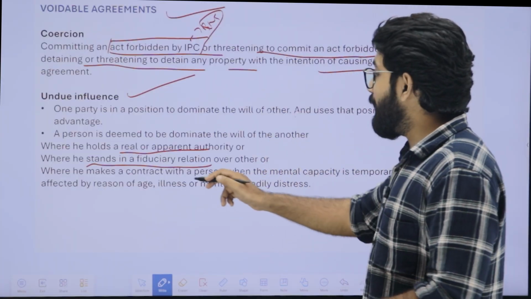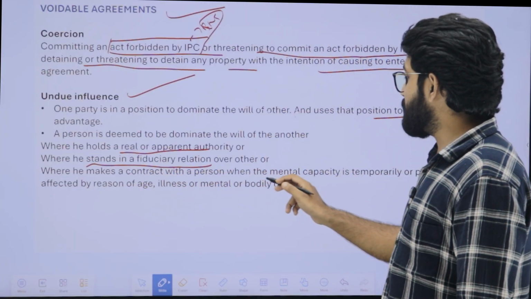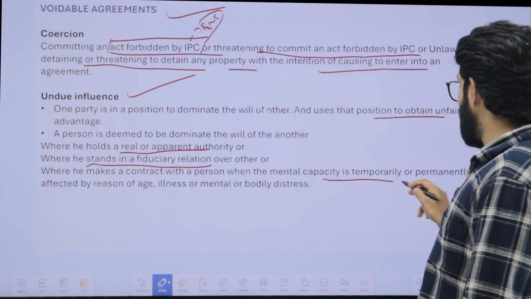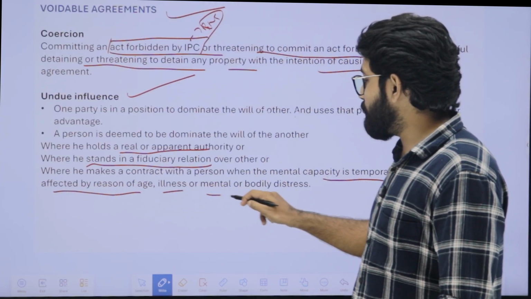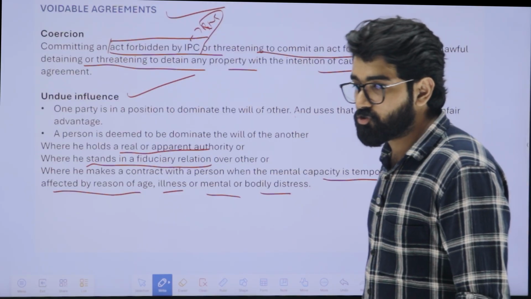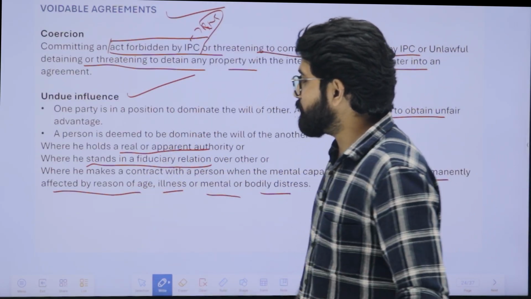Don't panic. Where he makes a contract with a person when the mental capacity is temporarily or permanently affected by reason of age, illness, mental or bodily distress. So what are these circumstances?